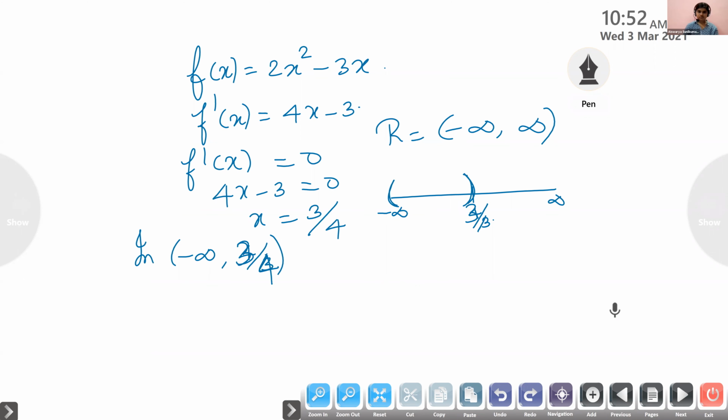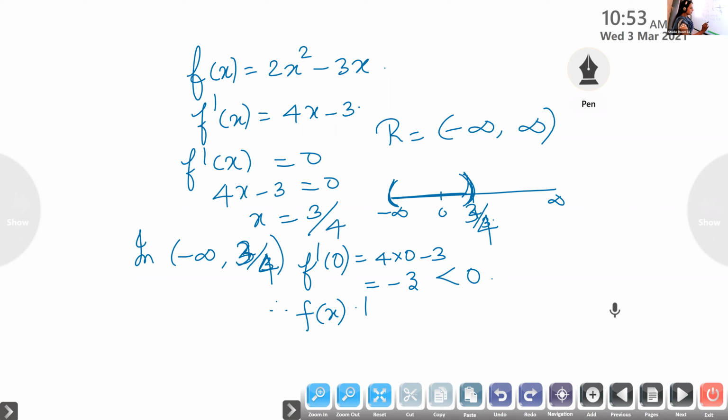What is f dash of 0? 4 into 0 minus 3, that is negative 3, which is less than 0. Therefore, what can we say? F dash of x is negative, so f of x is decreasing in the interval minus infinity to 3 by 4. Is it okay, Tomlin? Able to understand this one? Now take the next interval.